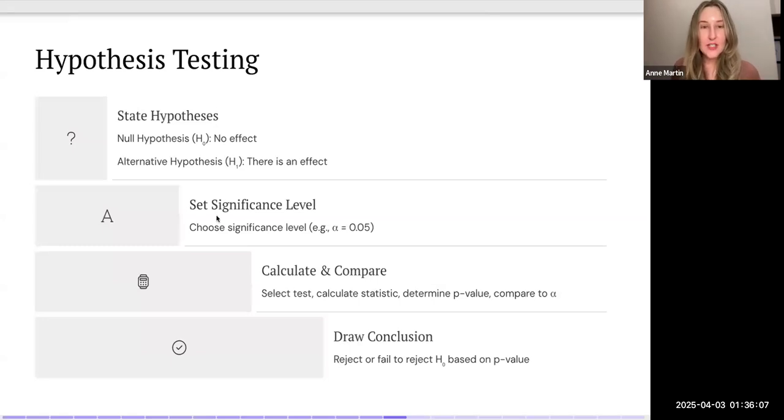And then after setting the significance level, the researcher will select whatever test they're doing, calculate their statistic, and then determine the p-value and compare their p-value to their significance level, or alpha. And if their p-value is less than alpha, then they can accept the alternative hypothesis. If it is not less than their significance level, they would fail to reject the null hypothesis.